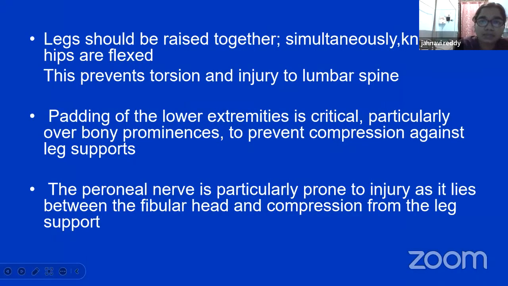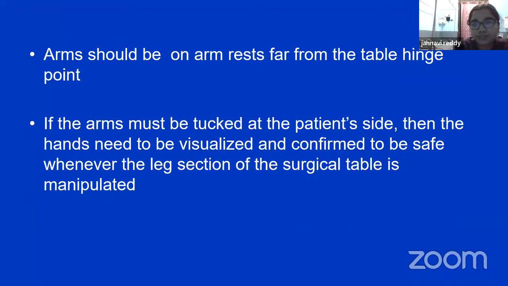Arms should be on the armrest far away from the table. If arms must be tucked at the patient's side, the hands need to be visualized and confirmed to be in a safe position whenever the leg section of the surgical table is manipulated.